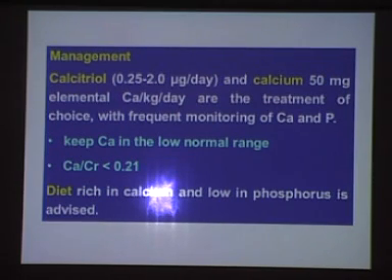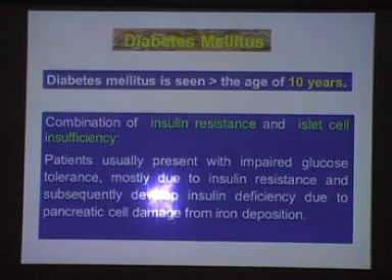The management, as you know, is by calcitriol and calcium. We must keep the calcium in the low normal range. We must keep the calcium creatinine ratio below 0.2. And the diet must be rich in calcium and low in phosphorus.